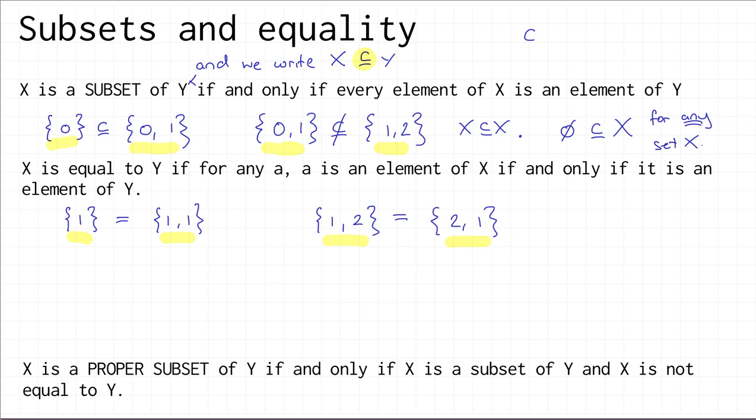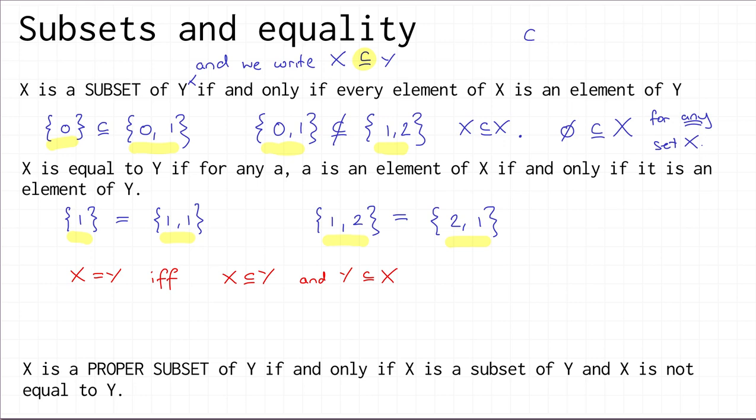So let me just point out that there is another way to phrase the definition of set equality, which can be quite useful, which is to say that set X is equal to Y if and only if X is a subset of Y and Y is a subset of X. Because if X is a subset of Y, that says if something's an element of X, then it's an element of Y. And if Y is a subset of X, that means if something is an element of Y, then it is an element of X. So you put those together and you get something is an element of X if and only if it is an element of Y.